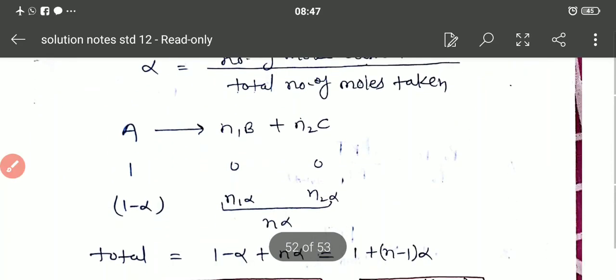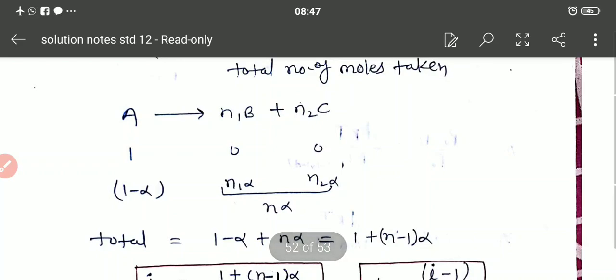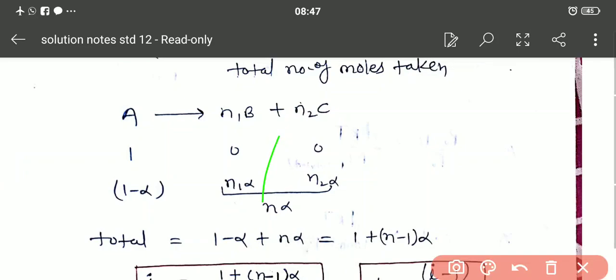For example, here A gives n1 B plus n2 C. So initially we have 1 mole of A. At that time B and C are 0 and 0, but after a certain time alpha moles of A dissociate, so alpha n1 of B is produced and alpha n2 of C is produced. So how much A is reduced? 1 minus alpha. And how many ions are produced? n alpha. So total is 1 minus alpha plus n alpha. Taking alpha as common, it is 1 plus (n minus 1) alpha.